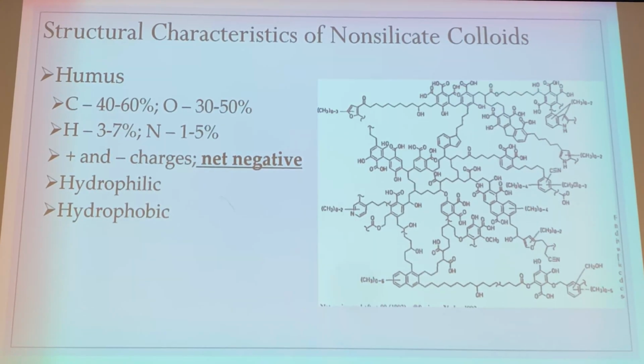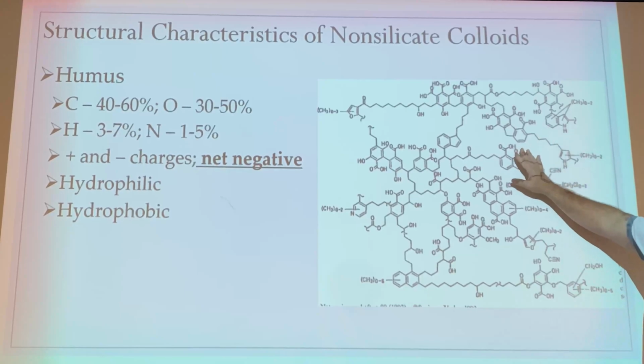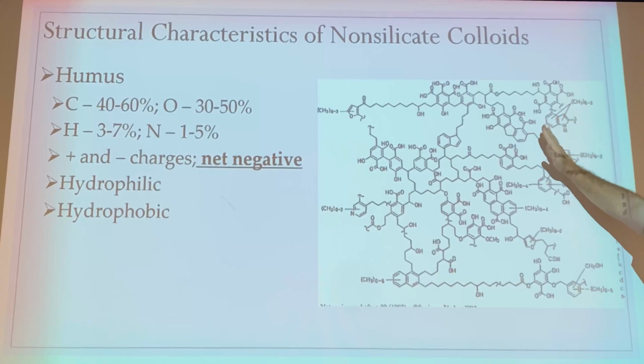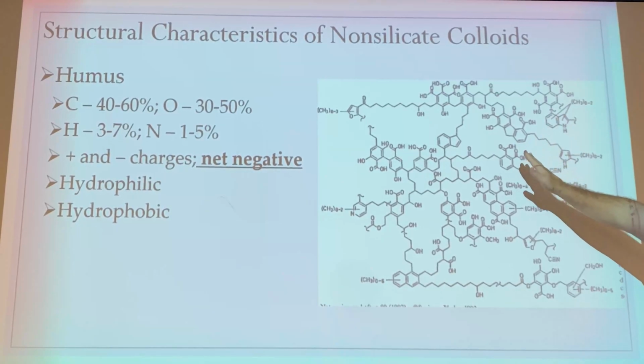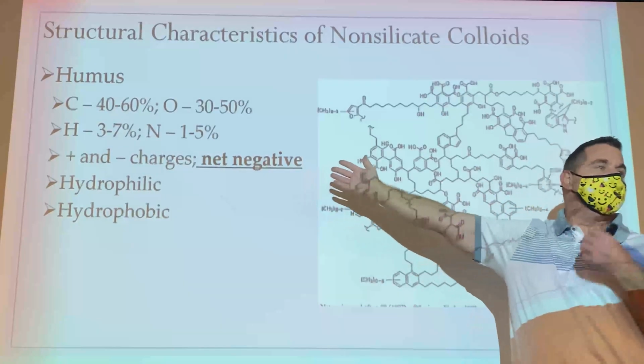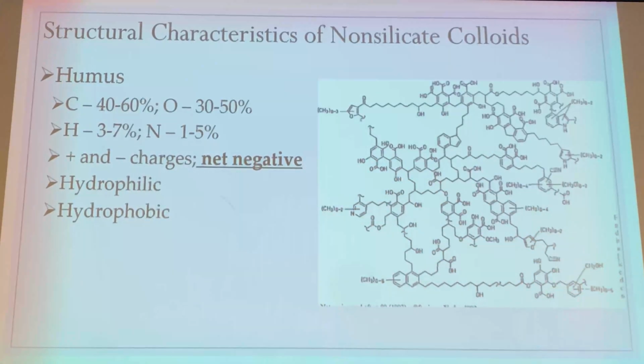Right. So, the main thing we need to know is that this structure is not something I want to draw ever, and you won't have to. But we do know that the charges are going to be net negative. Where net negative? No one knows, not even them.